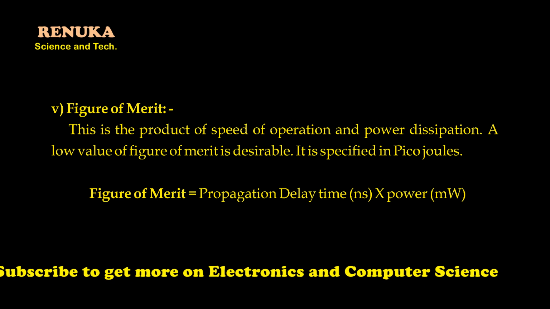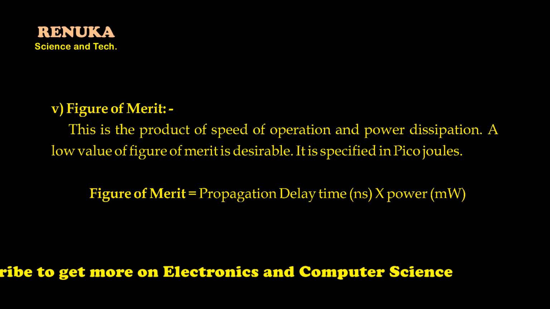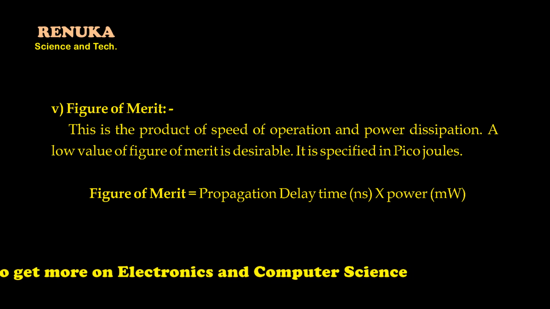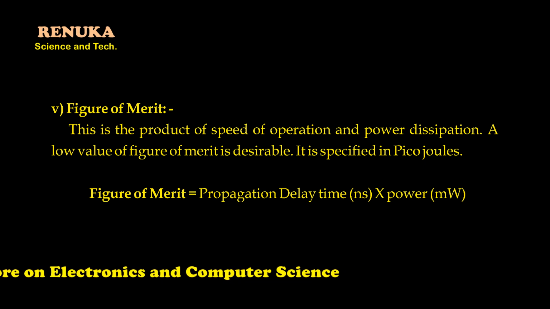This figure of merit in the IC is calculated as the product of speed of operation and the power dissipation. So if it is a merit, a low value should be desirable. The figure of merit is nothing but the multiplication of propagation delay time and the power dissipation in the IC. Its unit is specified in picojoules. So this was about figure of merit.